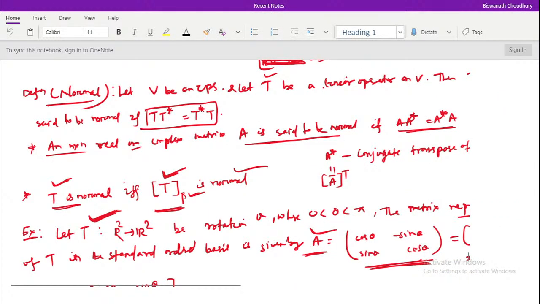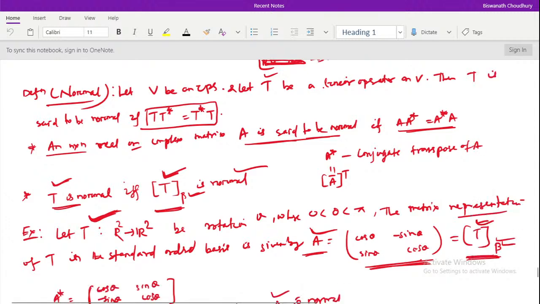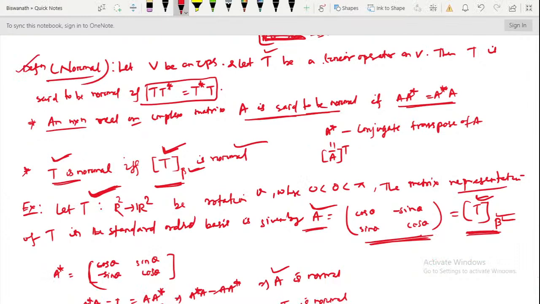So, in my last class, I already told you the definition of normal. What is the definition of normal? Let V be an inner product space, and T a linear operator on V. Then T is said to be normal if T star T equals T T star.